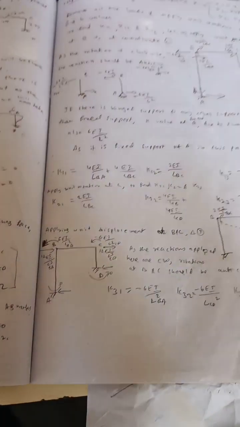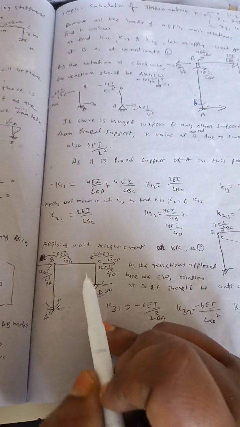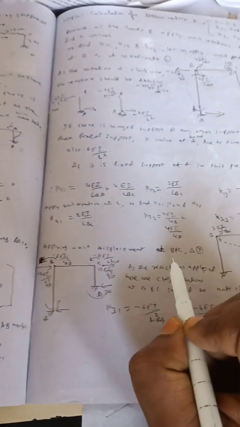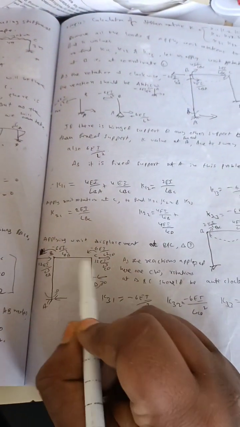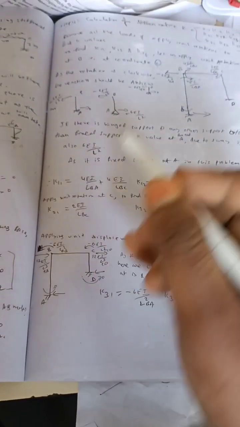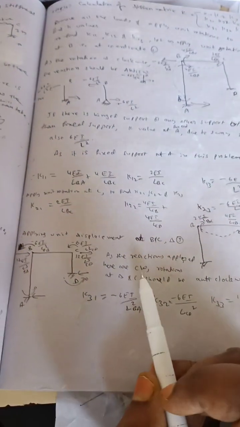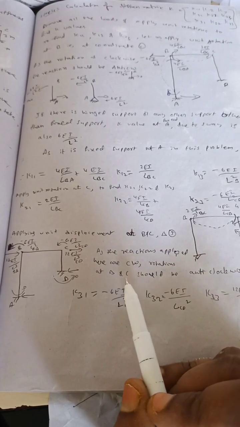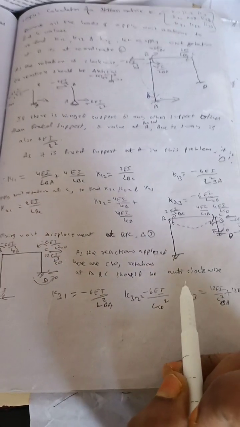Next, let us find K31, K32, K33 by applying unit displacement. See here, we are applying unit displacement at B and C. At B and C, we need to apply unit displacement. There unit rotation, here unit displacement. So as the reactions applied here are clockwise, rotations at B and C are taken as anti-clockwise.